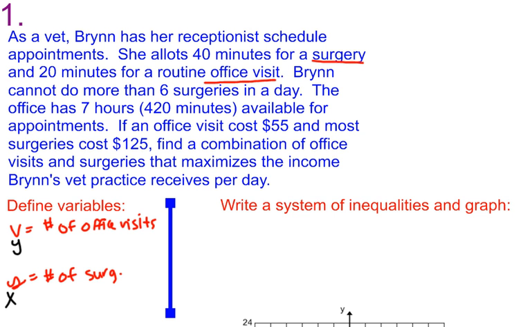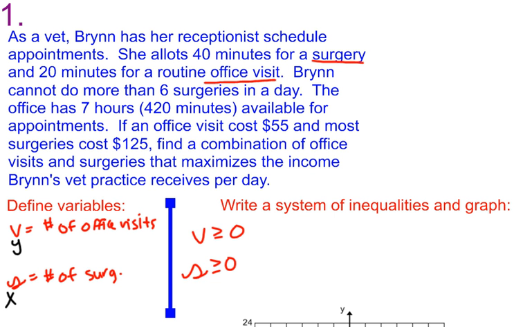There are some constraints given to us in this problem. The first one is one they don't actually tell us, but it's one we're expected to know. And that's the fact that you can't have negative office visits or negative surgeries scheduled in a day. So when I look at this, I can't have a negative office visit or a negative surgery. So I'm going to say that my V must be greater than or equal to 0, and so must my S. And that's going to be true for a lot of the problems we do. Our V and our S, or whatever we're talking about, is going to have to be greater than or equal to 0. I can have 0 office visits, but I can't have negative office visits.